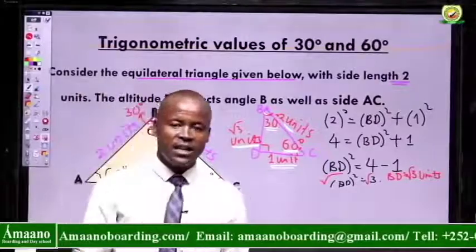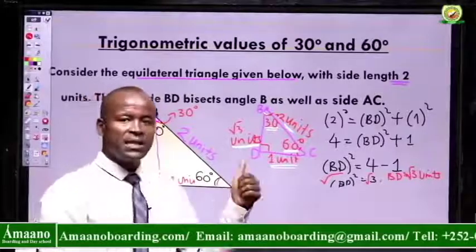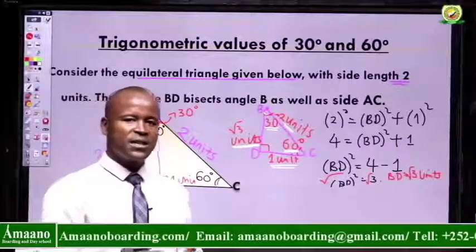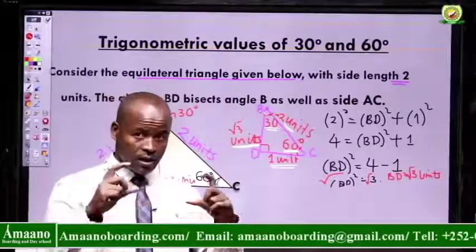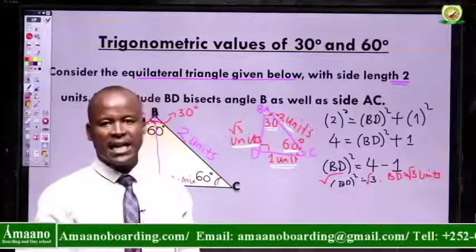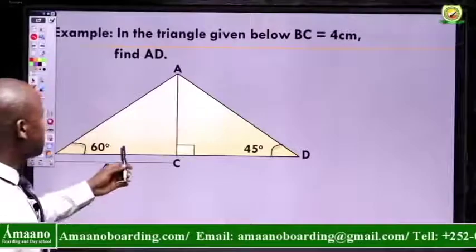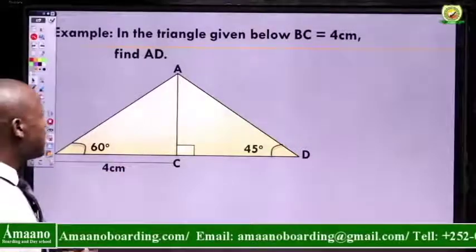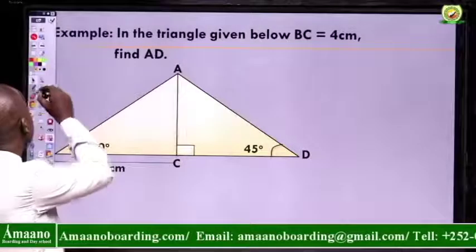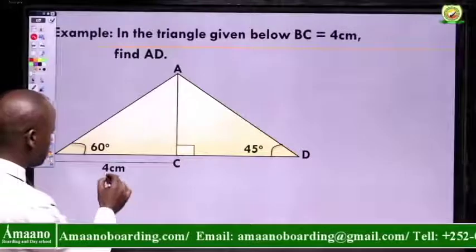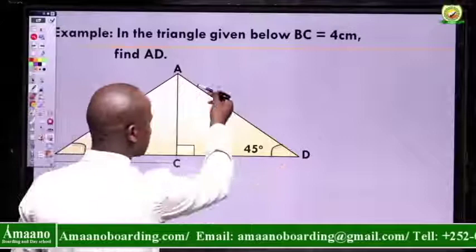Okay, now in the next video we'll see examples related to 45, 60 and 30 degrees angles. That means finding sine, cosine and tangent of these 3 angles, 45, 30 and 60 degrees. In this example, as you can see, we are given a triangle, and the side length BC is 4 centimeters, and we're asked to find the length of AD.